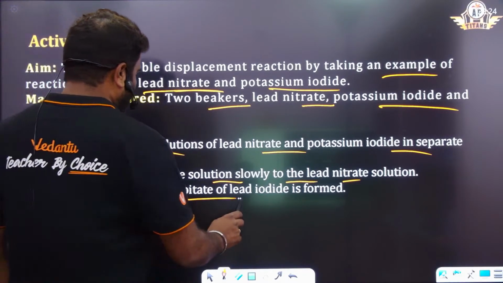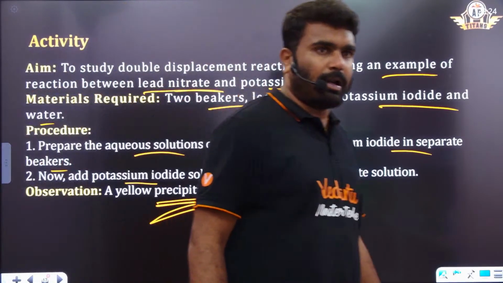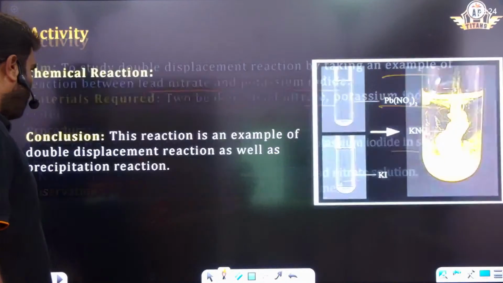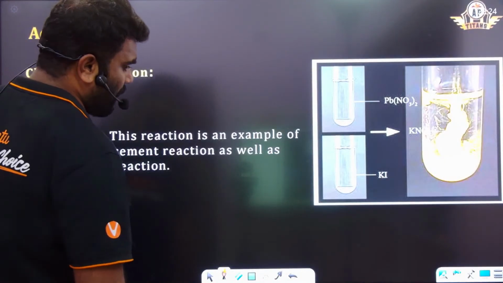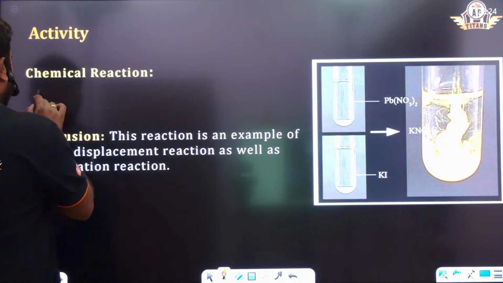what can we see? A yellow precipitate of lead iodide is formed. Now, looking at the chemical reaction, what happens? We have lead nitrate. What is the formula of lead nitrate?